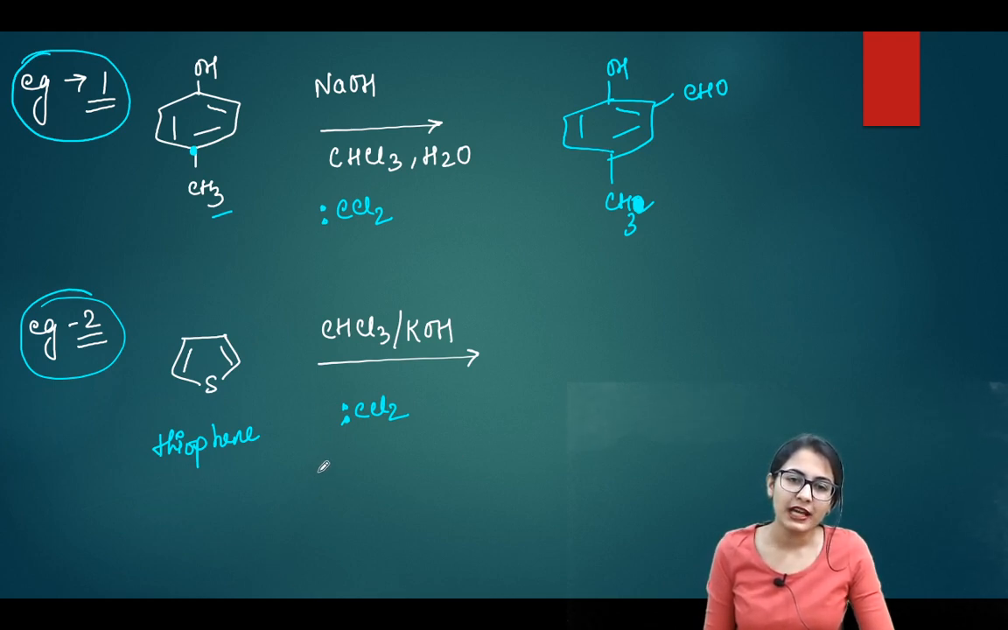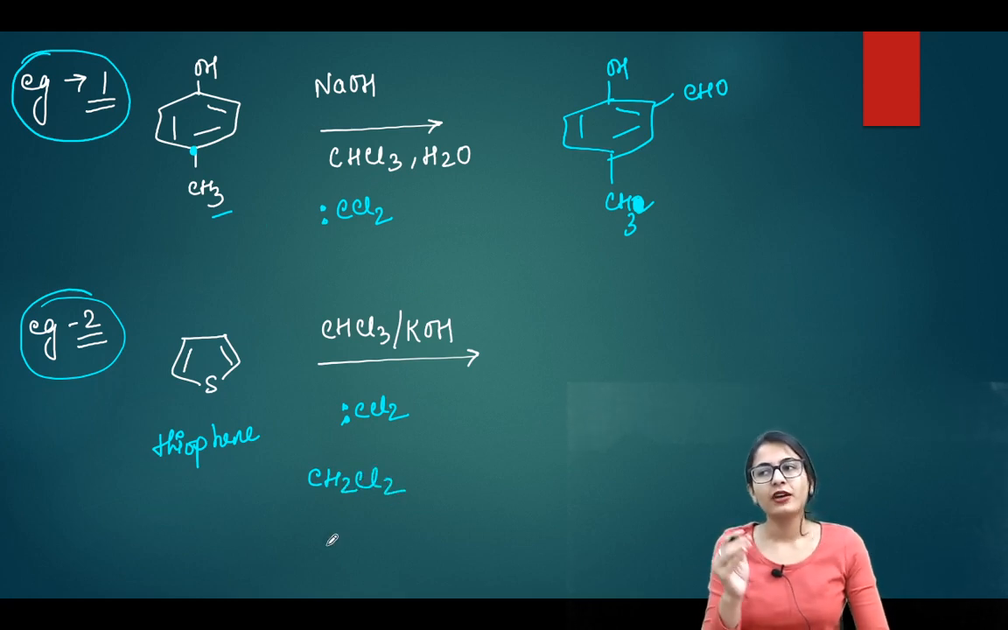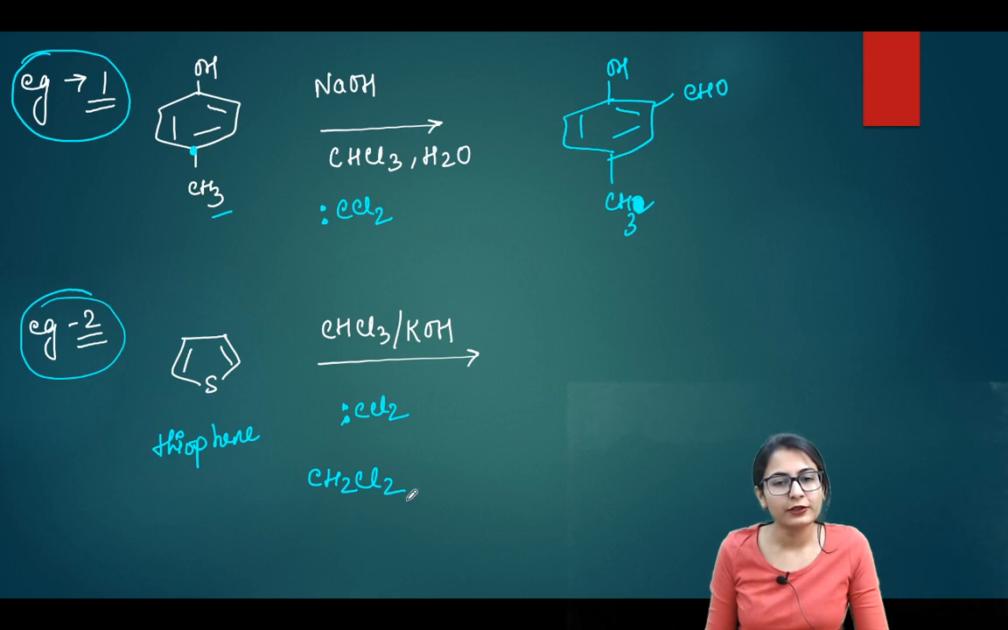Alright, so if we have some other carbene, for example CH2Cl2, we would not have two leaving groups. Let's say this is dichloromethane. It is going to generate CHCl carbene.